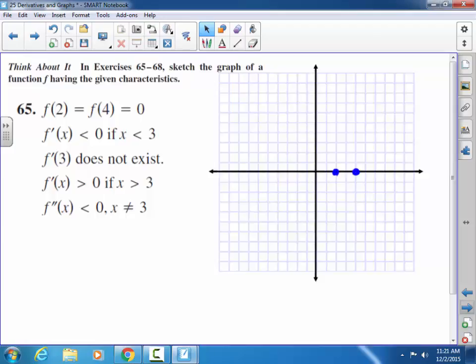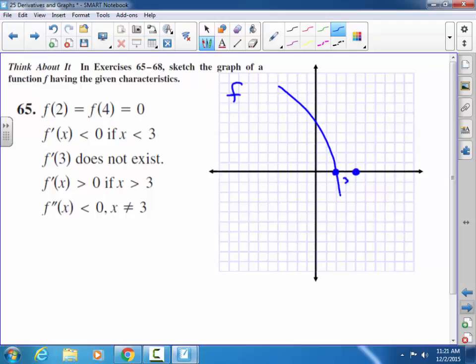Now, we're trying to graph f, okay? We're graphing f, not f prime. So, if we're graphing f now, what does the fact that the derivative is less than 0 mean? It's going to be a negative slope. So, the slope is going to be less than 0 if x is less than 3. What does that mean about the function? The function's going down. So, we know that here's 3 right here. The function's got to be going down until it gets to 3.